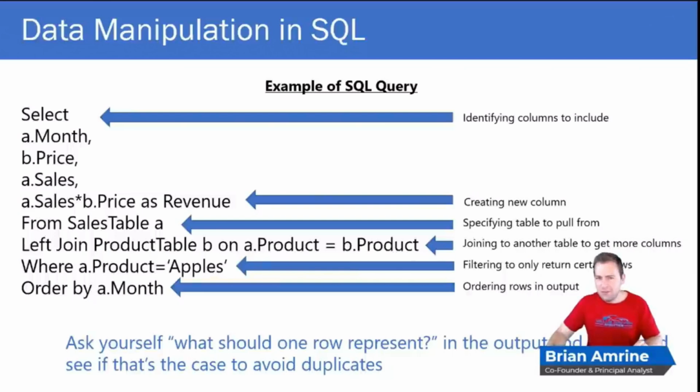And then oftentimes in a SQL query, not always, you'll have an order by statement that tells you how to order the data. Now there are other SQL clauses as well, optional, but this SQL query would run and it would return a data set that has, for all the rows where product equals apples, the month, the price, the sales, and the revenue column. Again, it's absolutely critical to answer the question of, for the tables you're pulling from and the table that you're about to create with the SQL query, what does one row represent? And validate that that's the case.